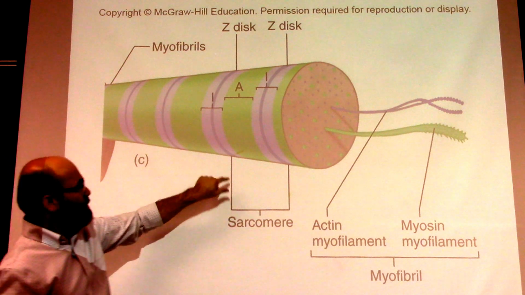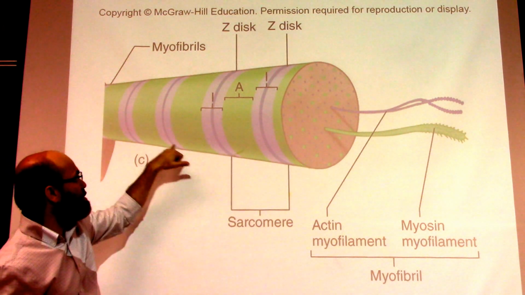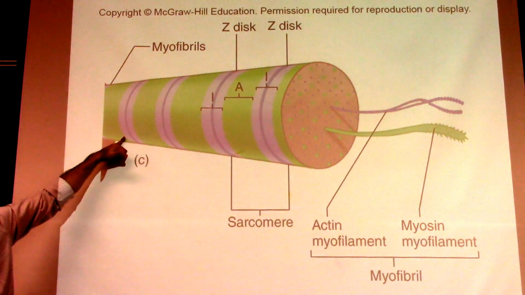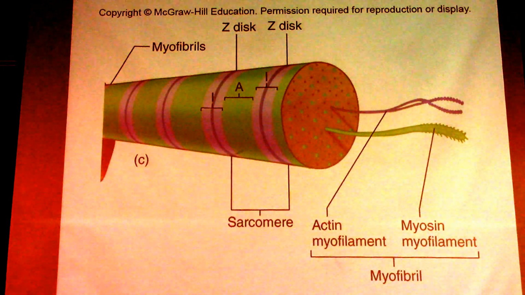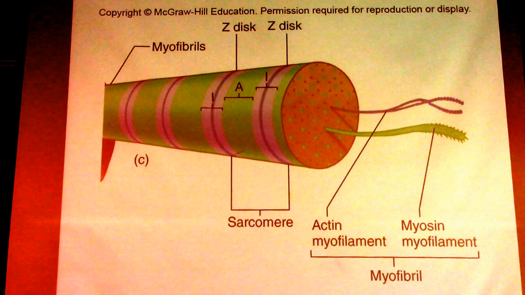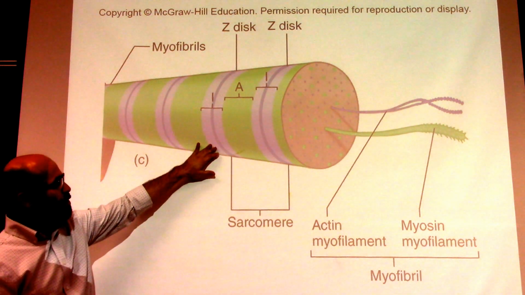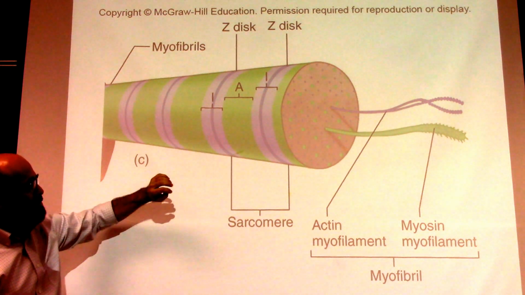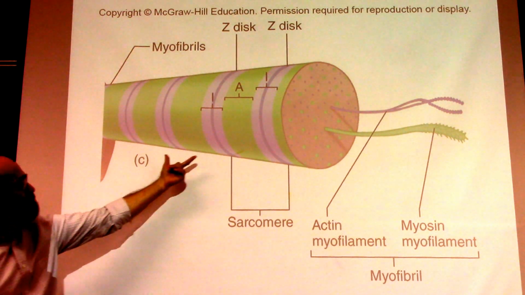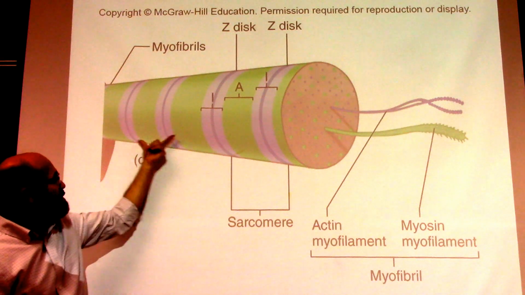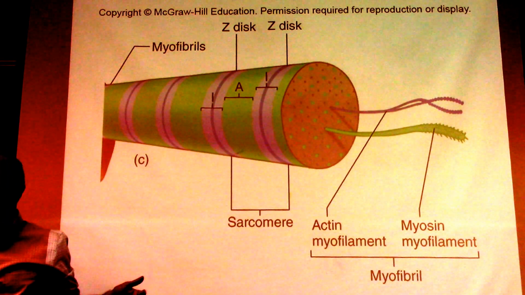So from here to here is a single sarcomere. There's another sarcomere here, another sarcomere. So the sarcomere is the basic unit of contraction. This unit is the one that moves the muscles. Since there are several of those units, and these are microscopic, they have to be seen under a microscope in order to see their detail. They are so small that they attach to each other, and multiply.